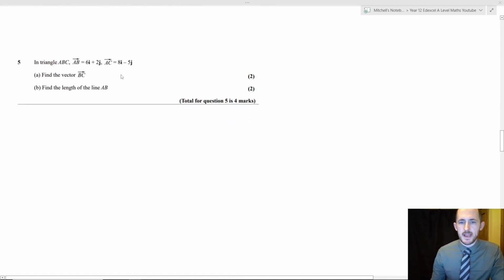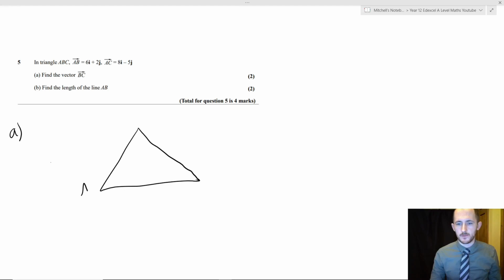Okay, so we have a triangle A, B, C. So this is where things get a bit more interesting. It can be good to actually draw out a diagram as well. So, for example, we don't know what this triangle looks like exactly, but that's totally fine. Just draw a generic looking triangle, call that A, call that B, call that C. It tells me that the vector AB is 6i plus 2j, and the vector AC is 8i minus 5j. And we need to find the vector BC.